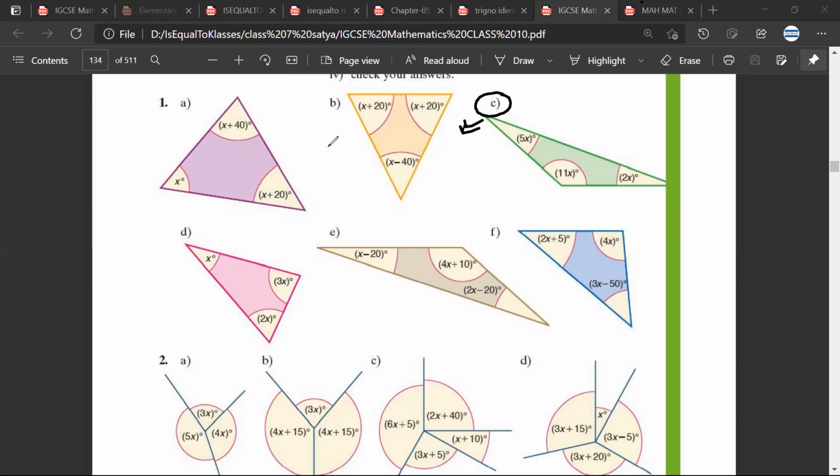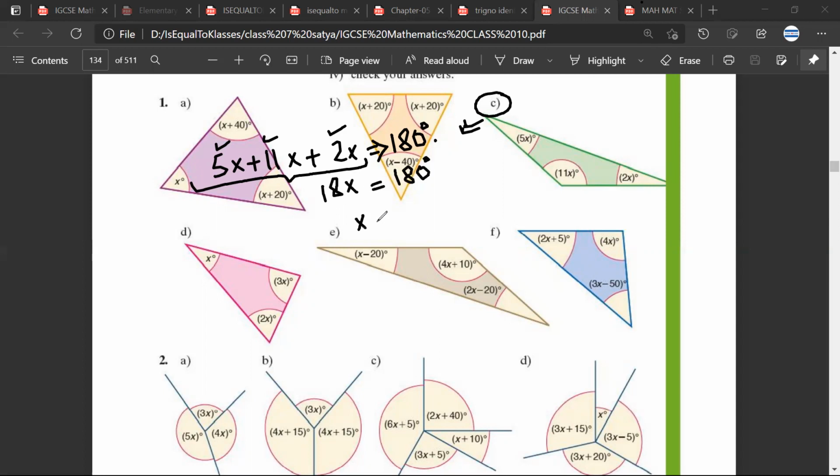So we have to do 5x plus 11x plus 2x, which is equal to 180. Okay, after this, what do I do? Then, sir, we have to find out the x. Okay. And my answer is 10. So what is the answer that you have got? 10. Okay.